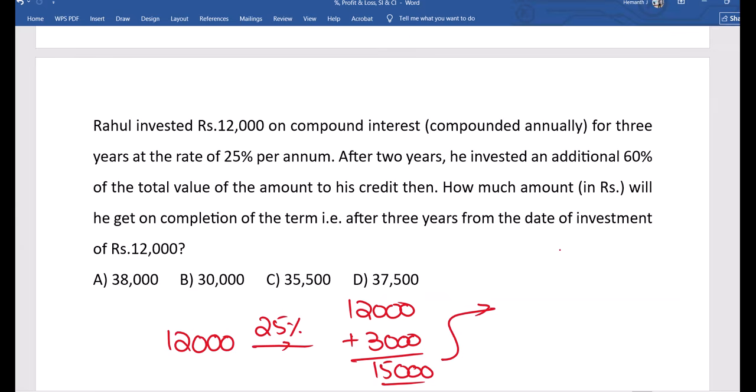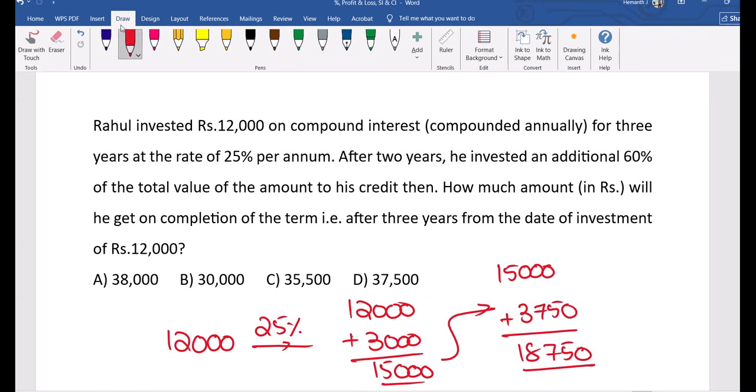Second year, 15,000 plus 25%, 3,750, which is 18,750. Any doubt as of now?